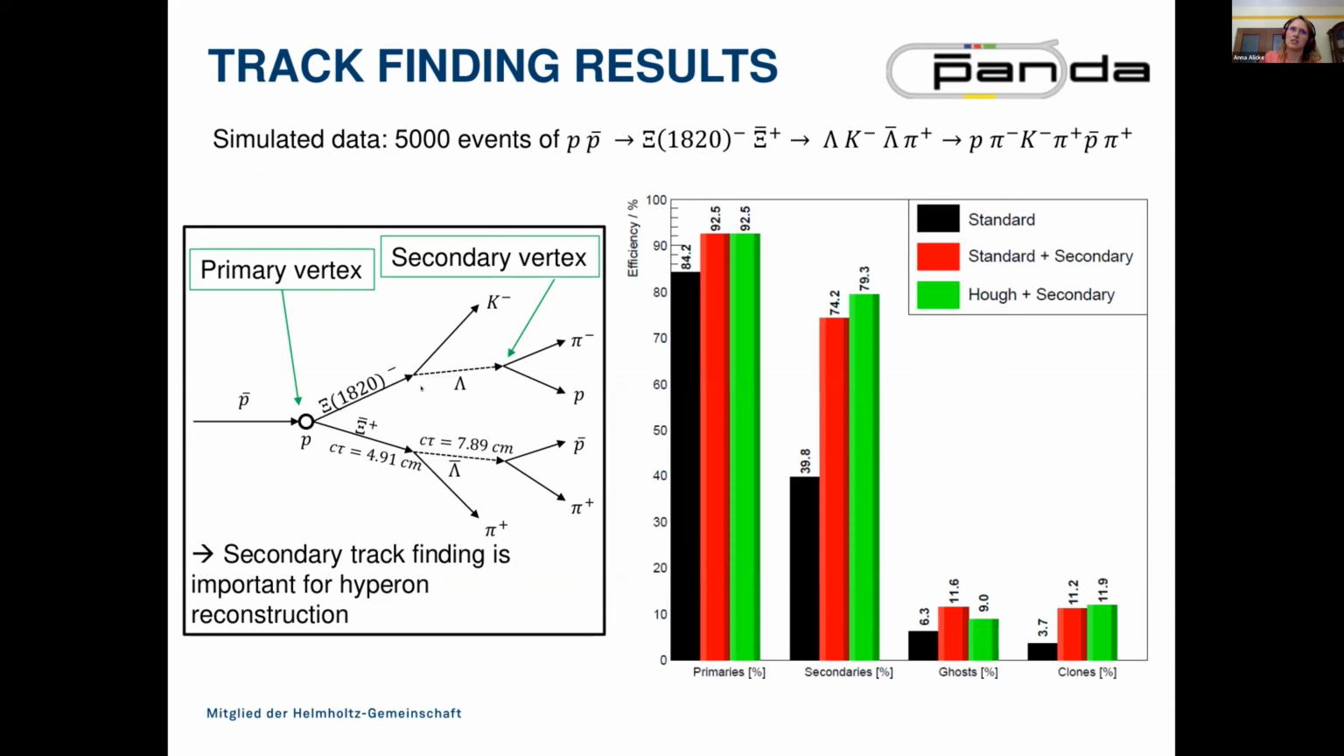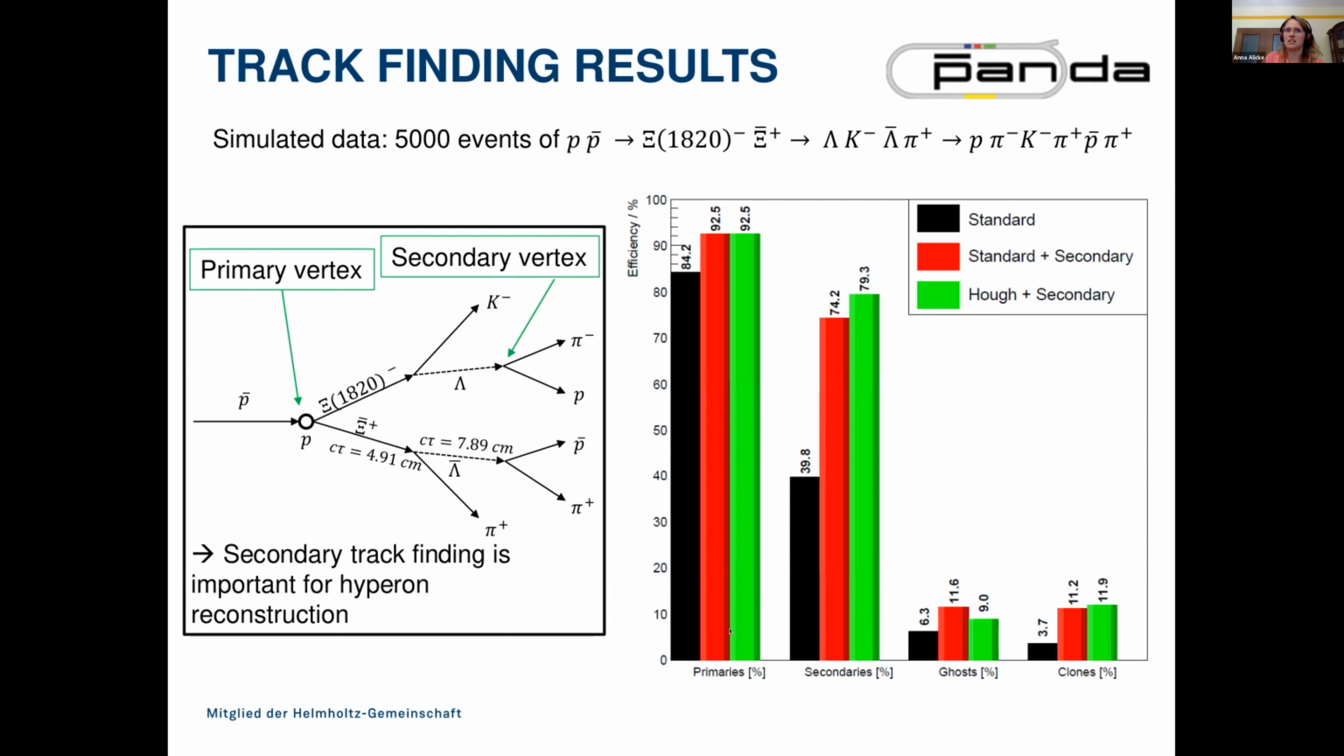What is quite interesting for such hyperons is that they will decay into lambda particles. A lambda particle is a neutral particle with a quite long lifetime, so it is able to travel about 8 centimeters in our detector before it decays into the final state particles. What I basically want to show you here is that we will get many secondary vertices and many secondary tracks in PANDA. Therefore, the secondary track finding is quite important for us in PANDA.